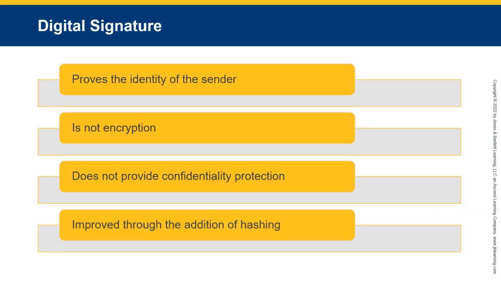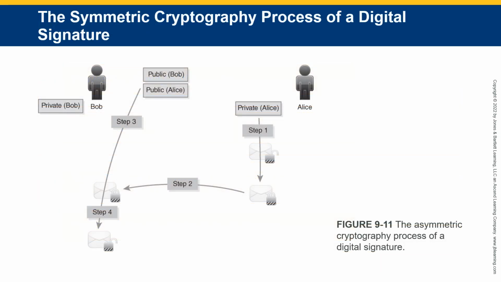Well, we're also talking about hashing now. Hashing is like a digital signature. It kind of proves the identity of the sender. It's not encryption. It does not provide confidentiality protection, and it is improved through the addition of hashing. And hashing is a one-way cipher. So let's talk about the signature process.